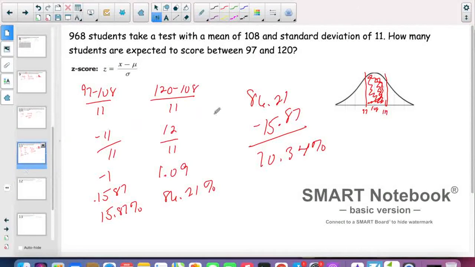Now for this one, we have to go a step further. If 70.34% have scores between 97 and 120, we want to know how many students from the 968 students fall within this range. So we're going to multiply 968 times 0.7034. We have to multiply it as a decimal. And that gives us, when we round, 681 students as our final answer.